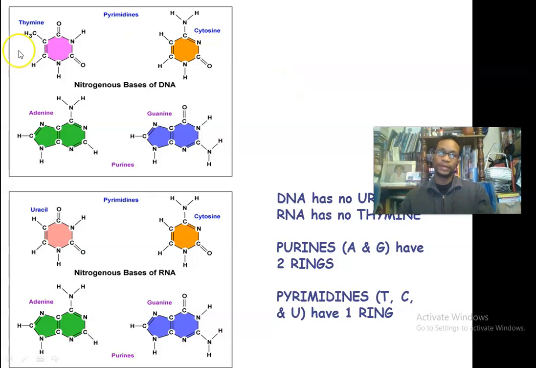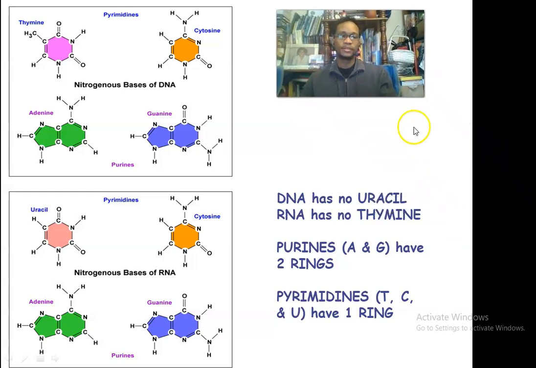Here we have nitrogenous bases. So let me move this up a bit. Good. So DNA has no uracil. RNA has no thymine. Okay. So here at the top we have pyrimidines, meaning they have a hexagonal shape, 6 sides, and that's thymine and cytosine. Also uracil and cytosine. Cytosine, of course, is the same here. Also pyrimidines. So basically there are 3 types: thymine, cytosine, and uracil.